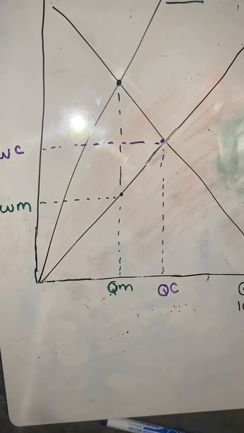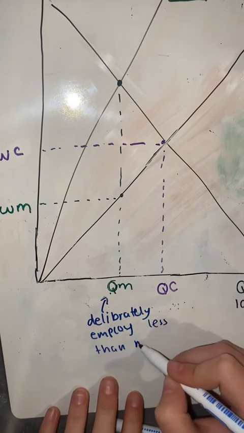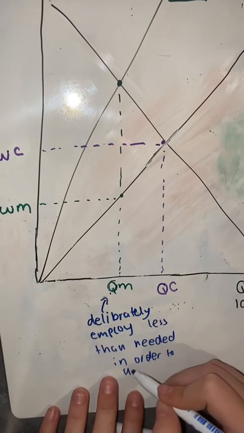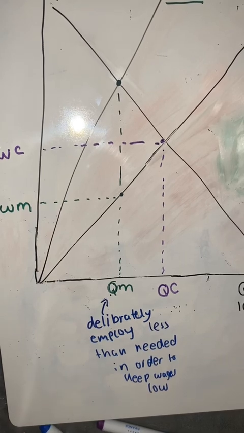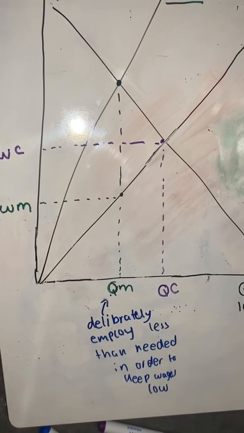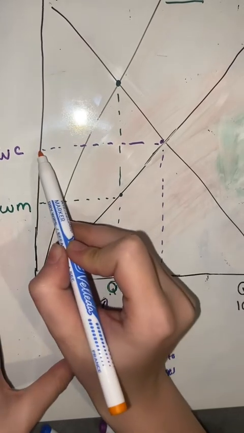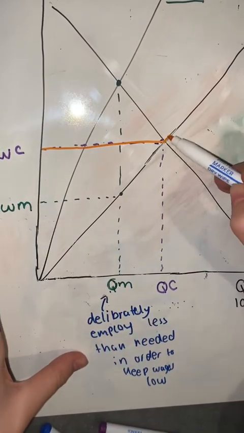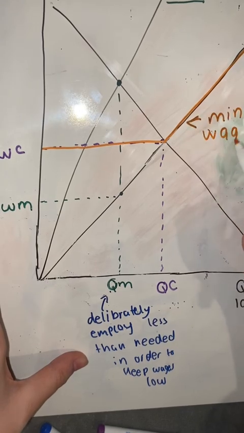Now, you may also notice that a monopsony deliberately employs fewer workers in order to keep the wages low. This is why minimum wages are a thing. Minimum wages ensure that people get paid their MRPL. People get paid what they're worth, so that their average cost of labour, their wages, is equal to the extra revenue that they bring to the firm.